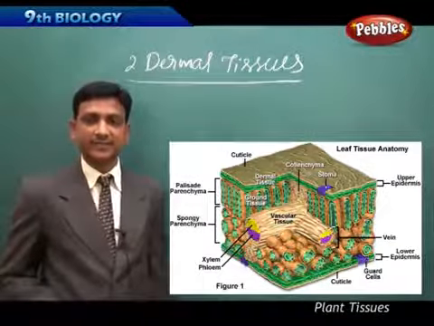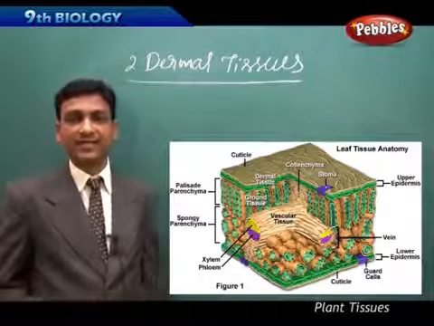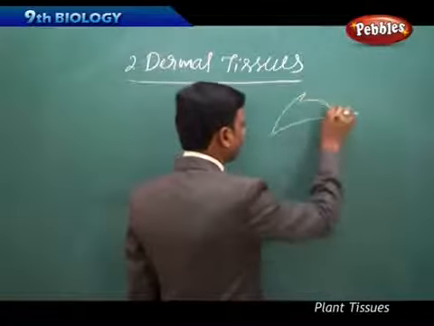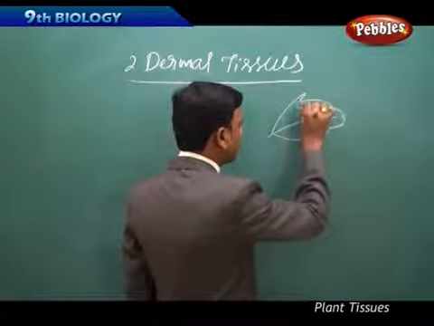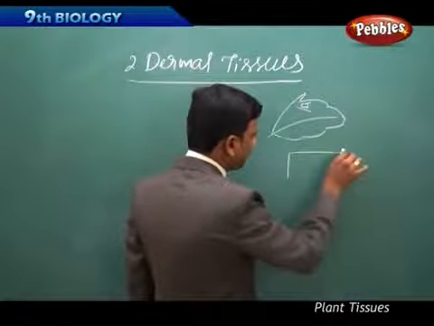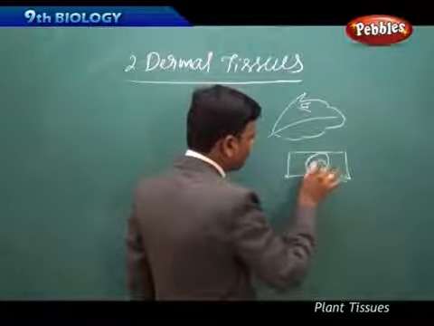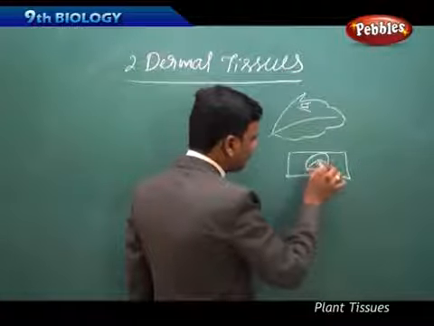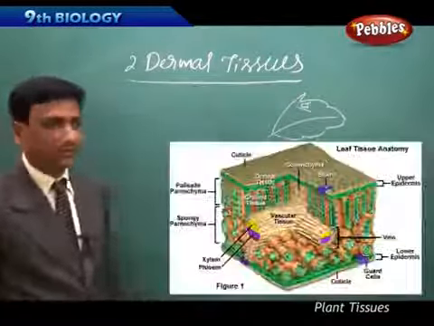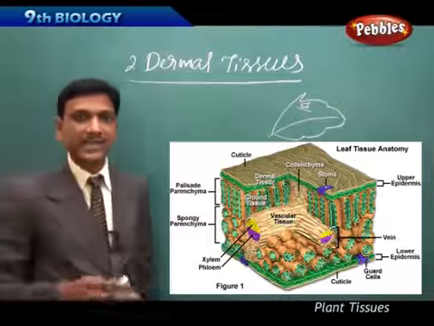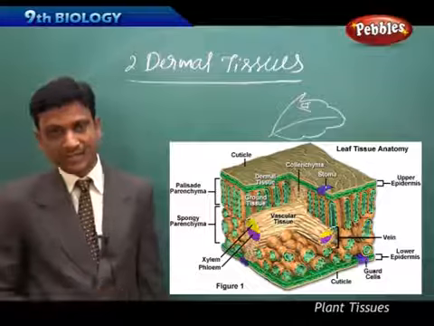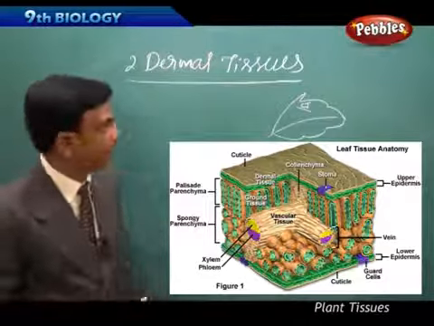So where do we find these dermal tissues? That is on the surface of the plant and its parts. Say for example, if you have taken a leaf, and if you cut the leaf, if you take the thin surface of the leaf and observe it under a microscope, there you will be able to see the cells of the dermal tissue. These dermal tissues are a single layer of tissues, but they have variation in their cells.